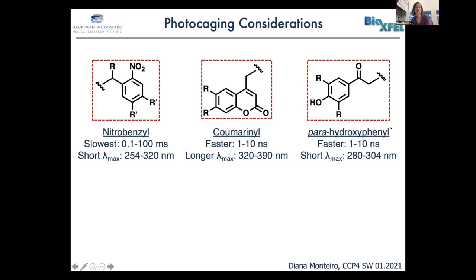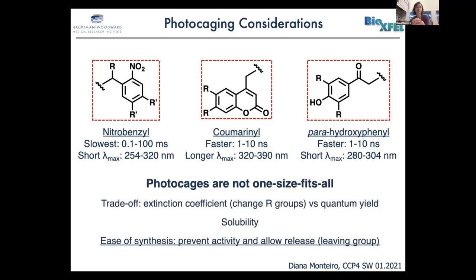So as you can see, all of these properties change between the photocages. So they're never one size fits all. So we can start playing around with the groups, and what usually happens is we have a trade-off between our quantum yields, and this comes back to how much of this are you triggering, what percentage of your molecules are you triggering, and your extinction coefficients. And then of course, you have to have a friendly chemist with you, because sometimes making these things is really not easy.